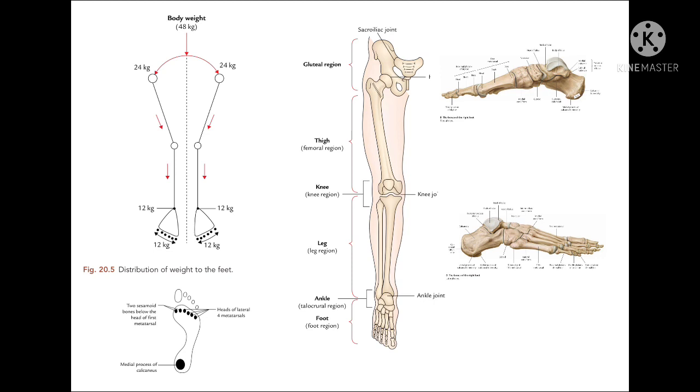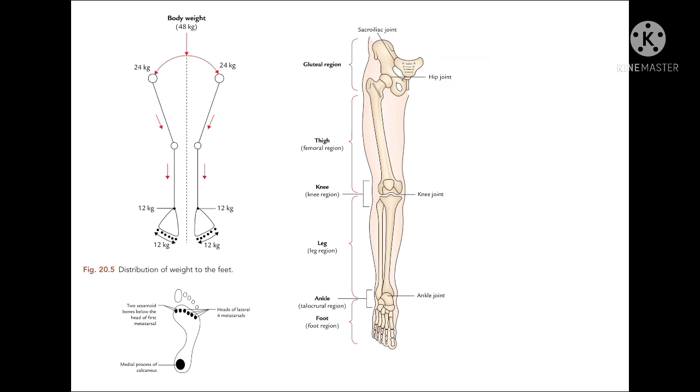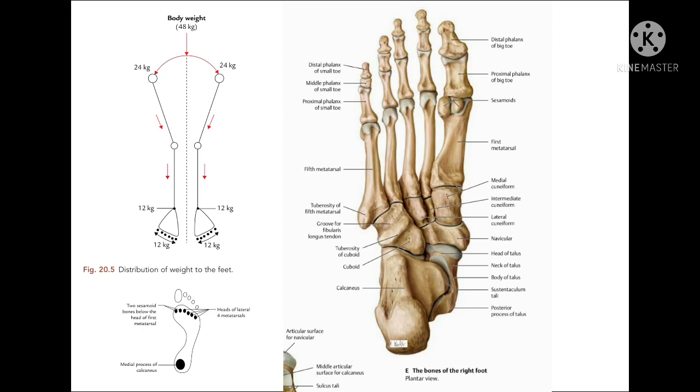So why 6? The answer is that for each of the 4 lateral metatarsals, namely 2, 3, 4 and 5, there is 1 point of contact. But for the first metatarsal, there are 2 sesamoid bones that lie below the head of first metatarsal, and those 2 sesamoid bones form 2 points of contacts for the head of the first metatarsal.